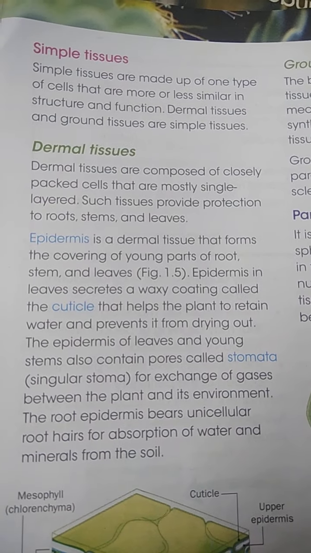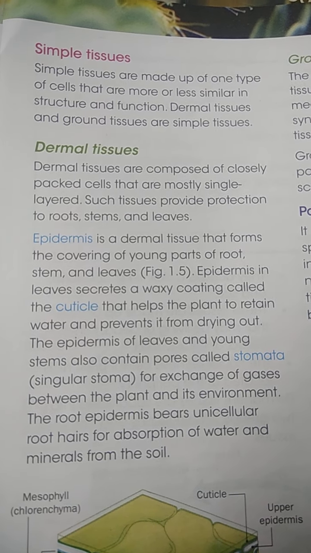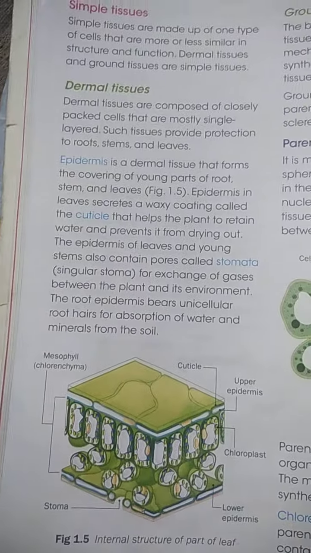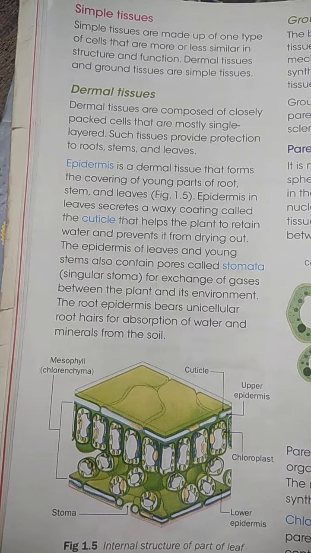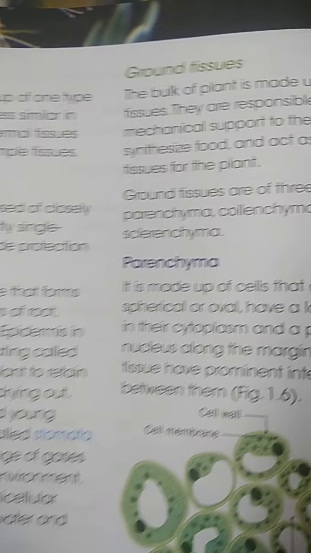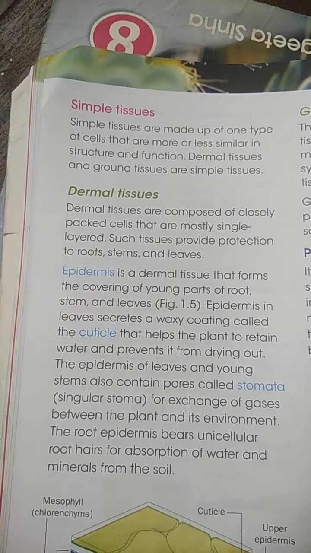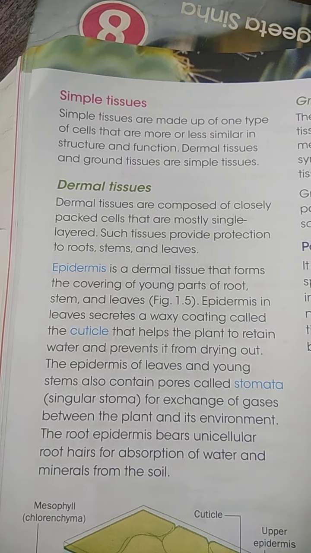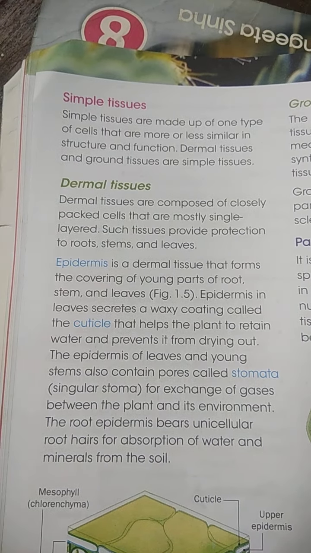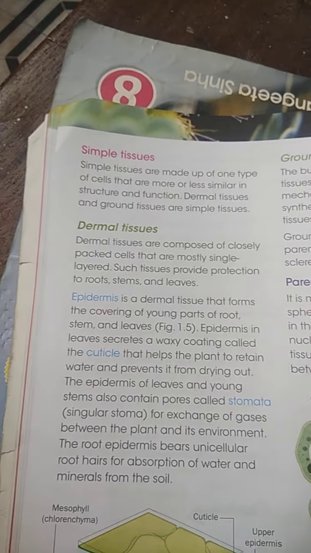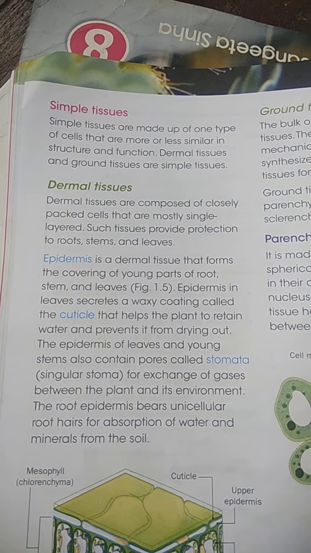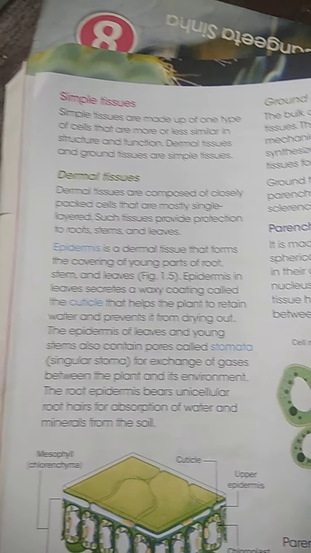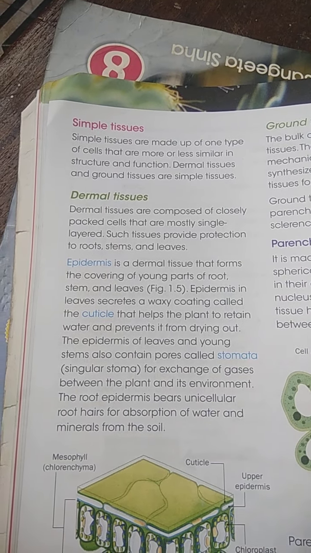So simple permanent tissue is divided into two types of cells, that is dermal tissues and ground tissues. Dermal tissues are the tissues which form the protective covering, like epidermis. Epidermis is a dermal tissue that forms the covering of young plants, the young parts of the root, stem and leaves. So they are protective. This dermal tissue forms the protective layer.